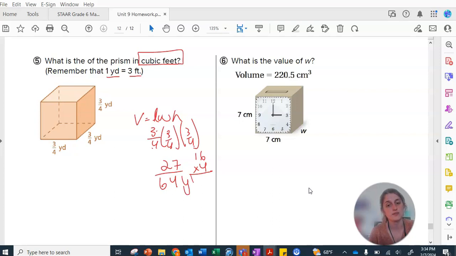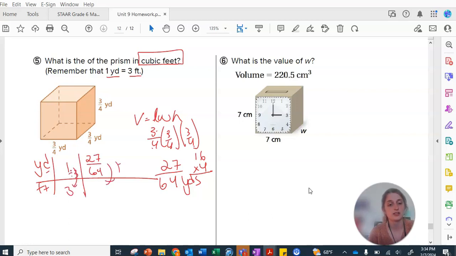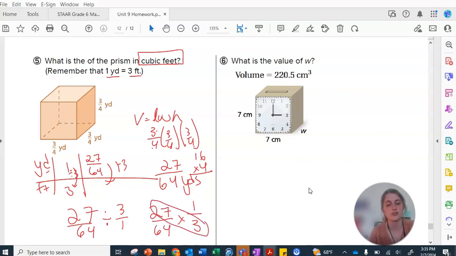This is yards. And if we have our ratio table, yards to feet, 1 yard is 3 feet. So 27/64 of a yard, divided by 3. 27/64 divided by 3 over 1. Keep, change, flip. See if you can't simplify before you multiply. Give me a final answer.